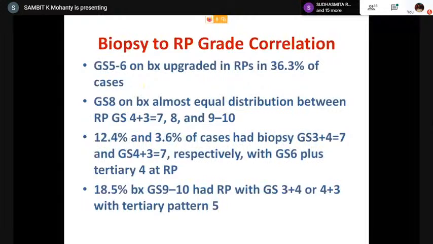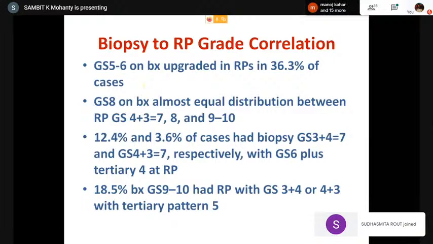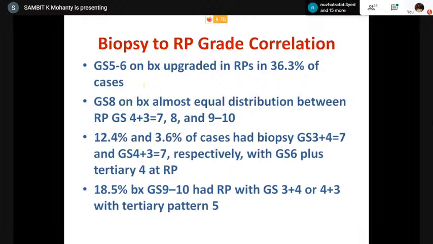So if it is a Gleason score 5 or 6 on biopsy, they are upgraded in about 36.3% of cases in radical prostatectomy. GS 8 on biopsy, almost equal distribution in RP into 7, 8, or 9, 10. 12 to 3% of cases had a biopsy 3 plus 4, 7 or 4 plus 3, 7 respectively with 6 and tertiary 4 at RP.